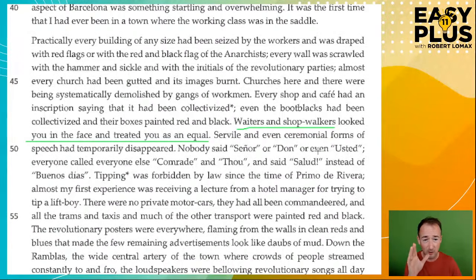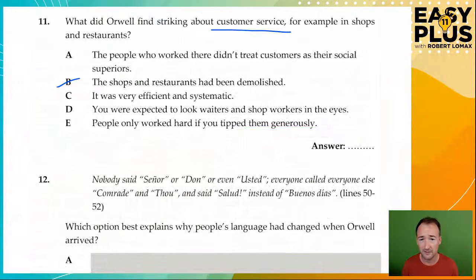Waiters and shop walkers, so people who walked around shops, service assistants, looked you in the face and treated you as an equal. Let's go back to the question. Right. People who worked there didn't trust social superiors, maybe. It was very efficient and systematic. We haven't come across anything to do with that. I'll save you a bit of effort and say if you read more thoroughly, there isn't anything to do with that. You were expected to look waiters and shop workers in the eyes. There was something about looking in the eyes. People only worked hard if you tipped them generously. Haven't seen that yet.